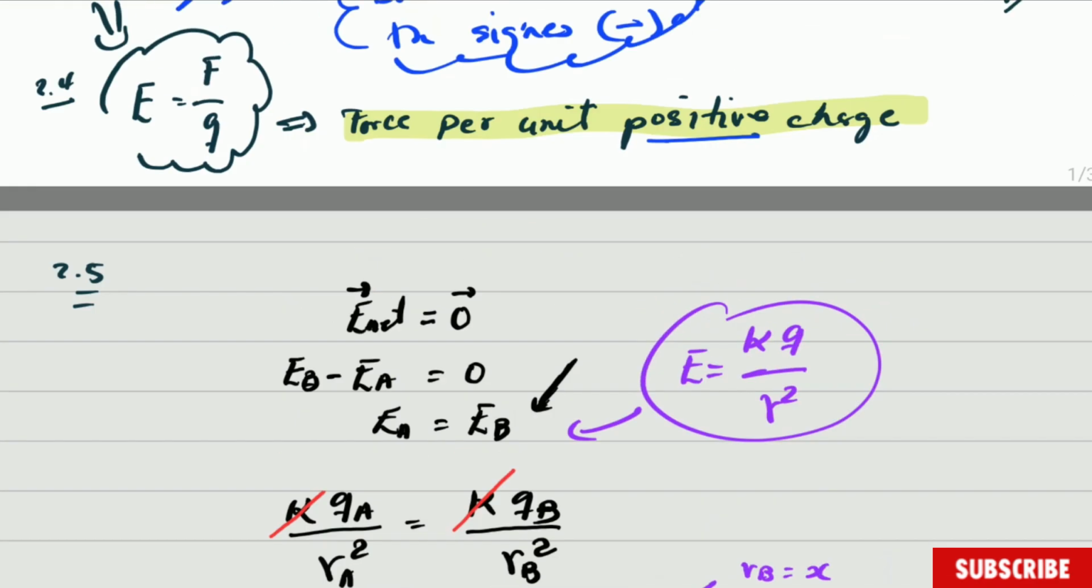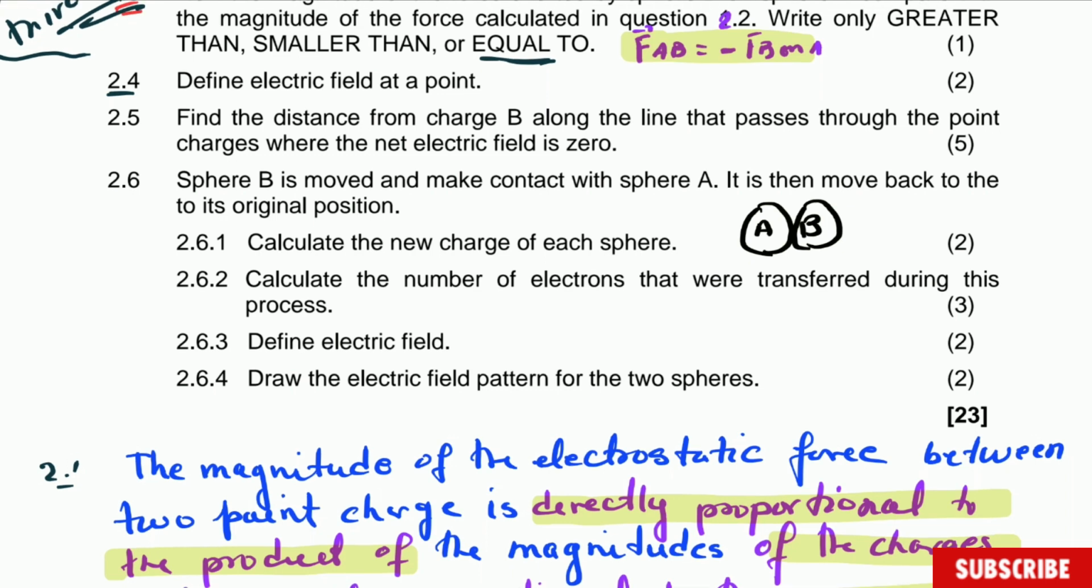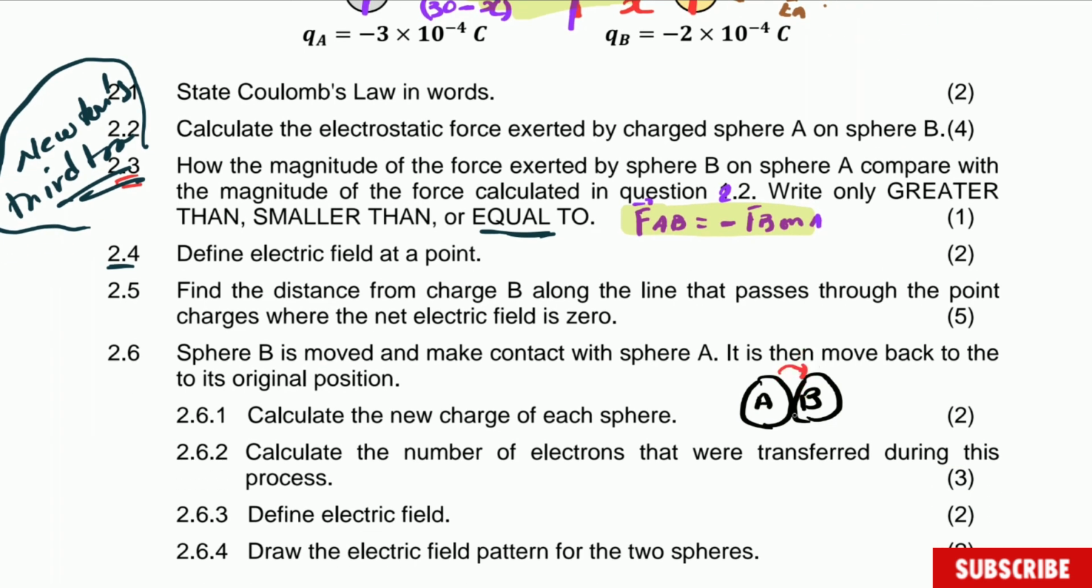Now we continue with the next question. We're almost done here. Sphere B is moved and made to contact sphere A. It is then moved back to its original position. So what they did is they moved the spheres. This is A, and then this here is B. They make contact, they touch each other, and obviously during the touching, what is going to happen here? Electrons were moving or transferred from one to another. In this case, the electrons moved from A to B, as you can see there, because A is more negative, it does in actual fact have more electrons.